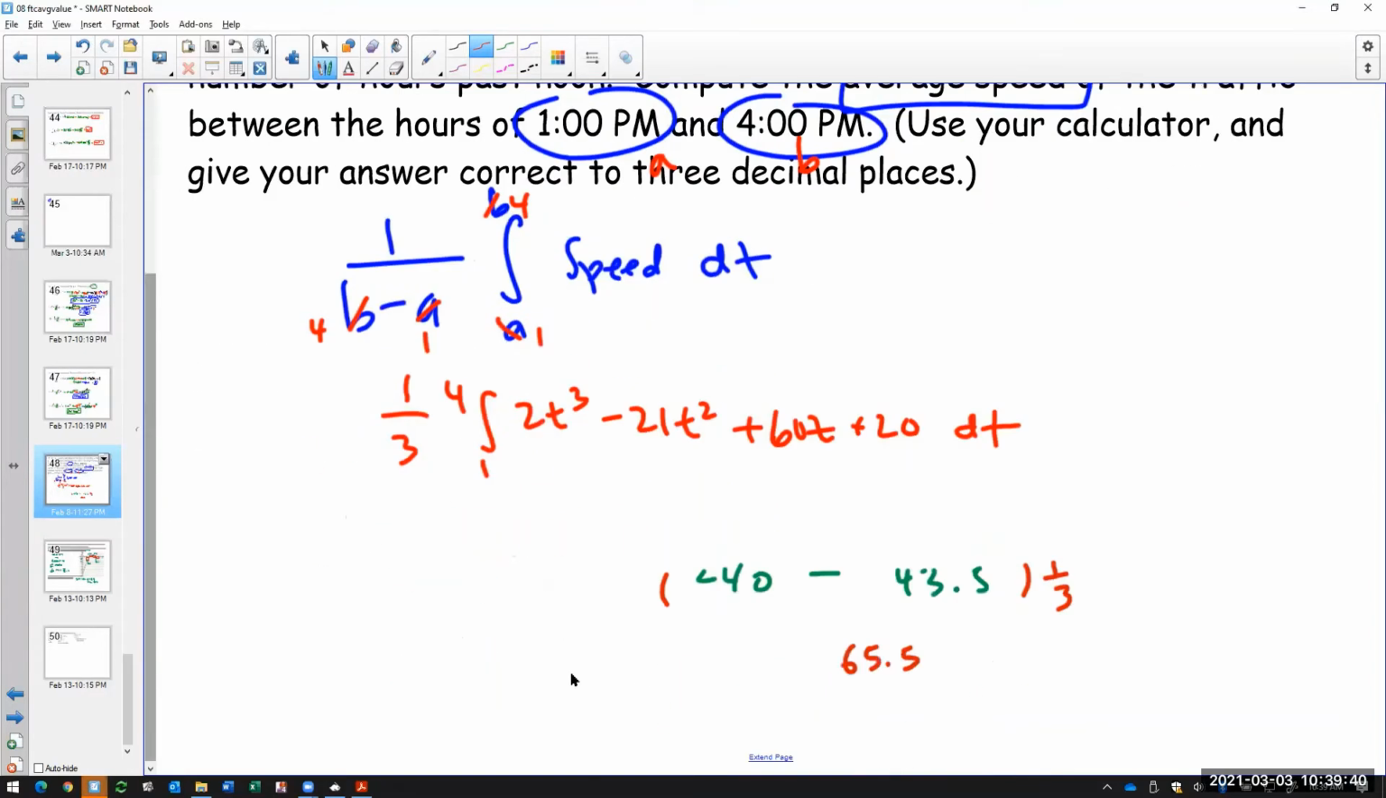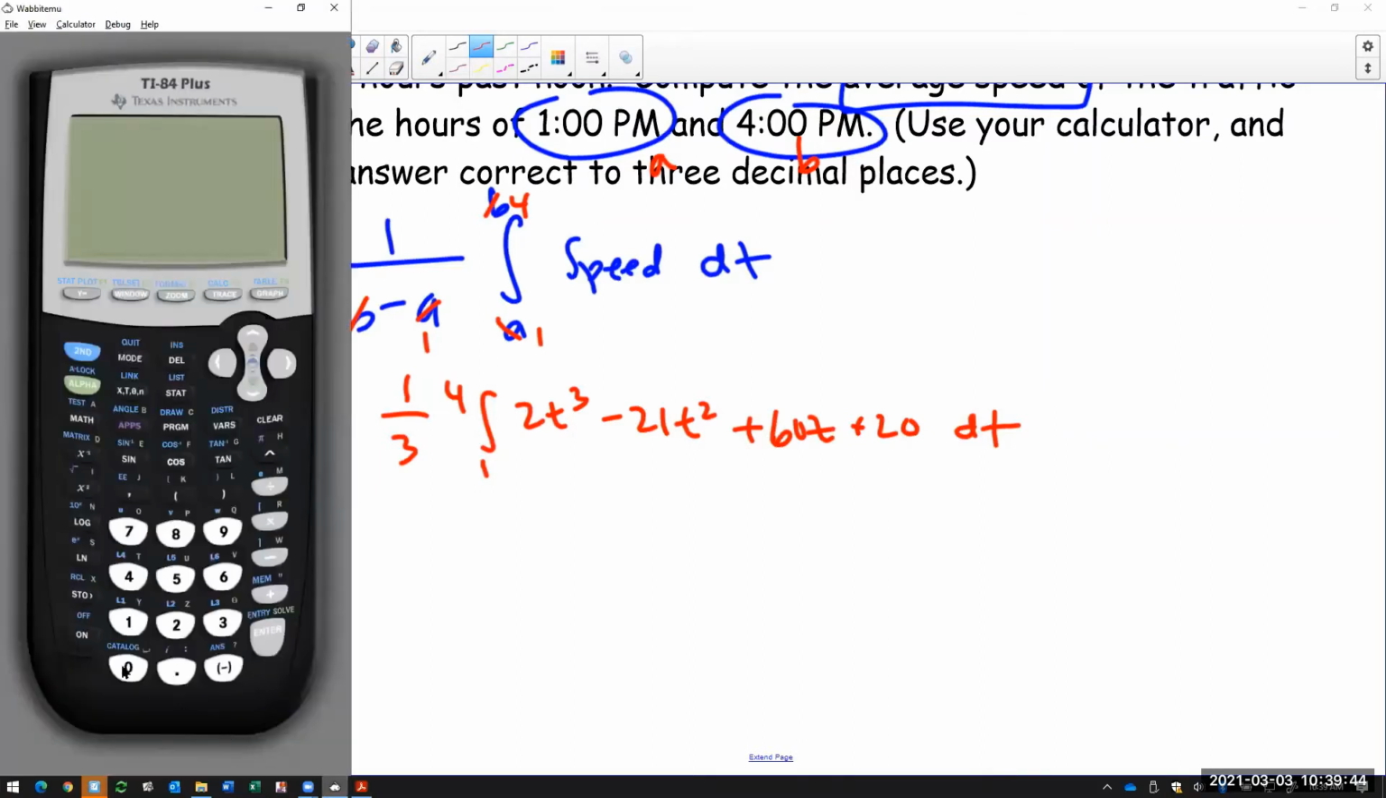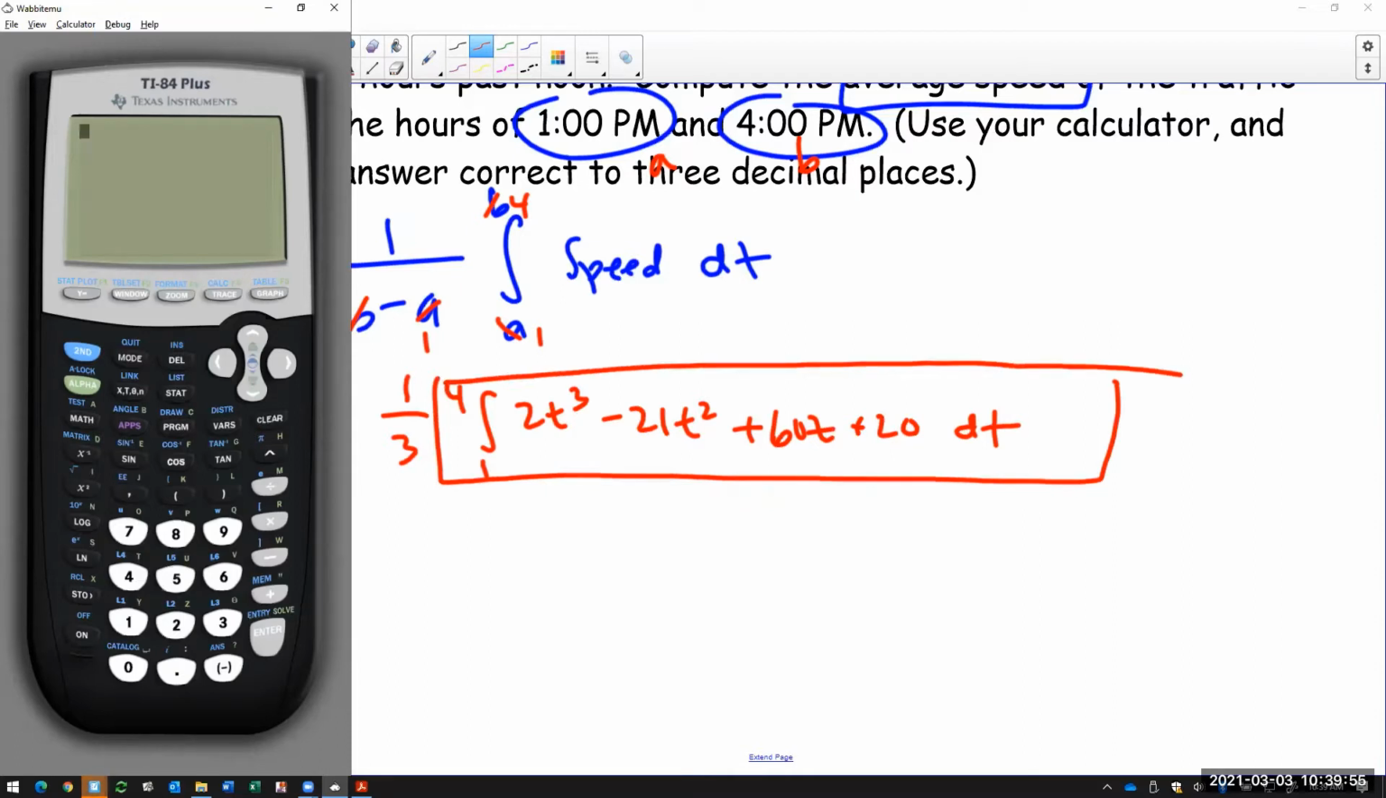All right, so then you just plug this into my calculator. You could do it by hand, but it says use the calculator. So I'm like, okay, force me to use my calculator. I'm good with that. So this is going to be 1/3 times this whole thing here. Okay, so let me just do this whole thing first.